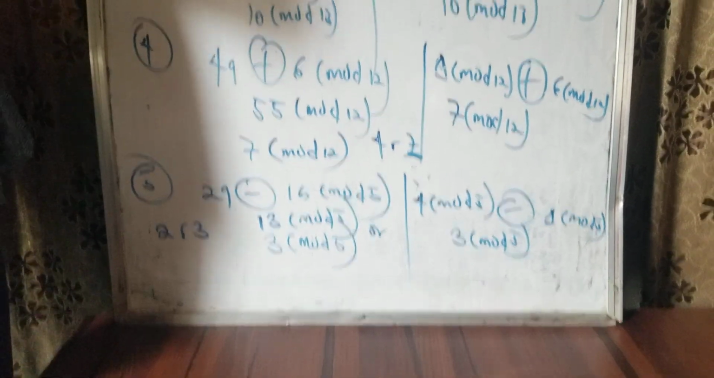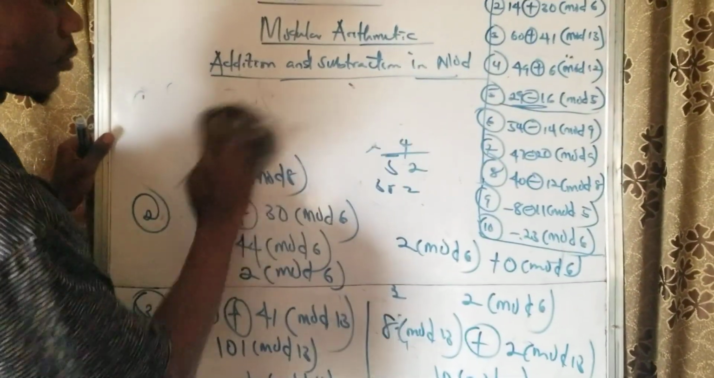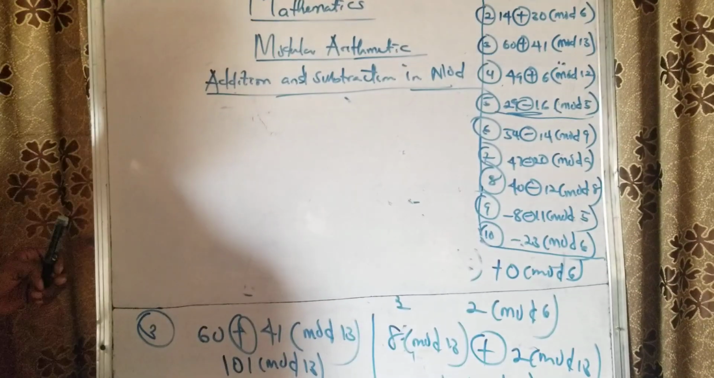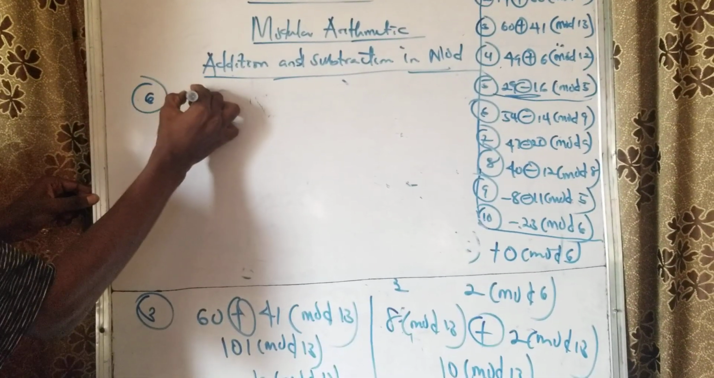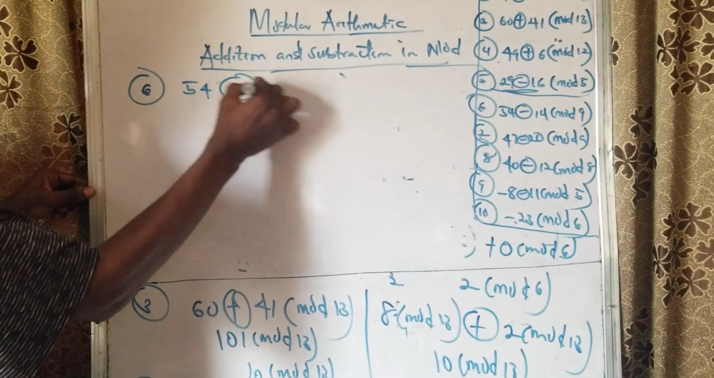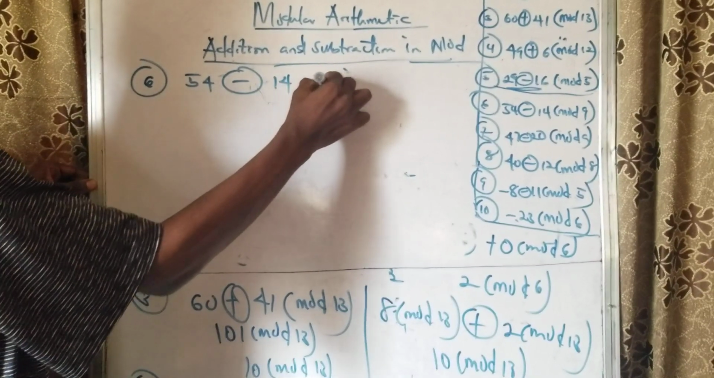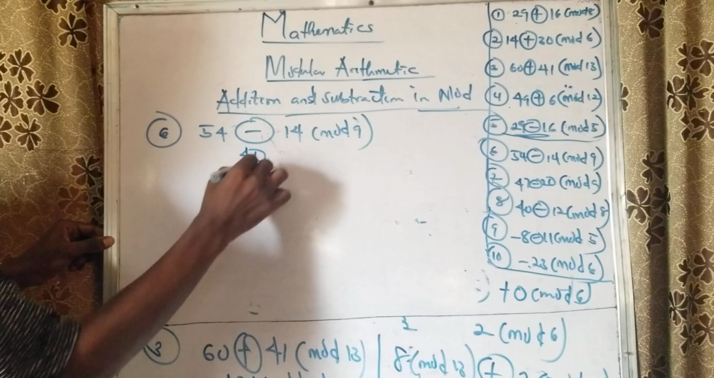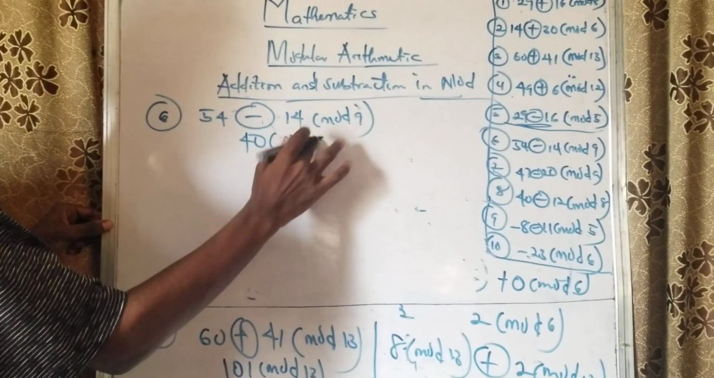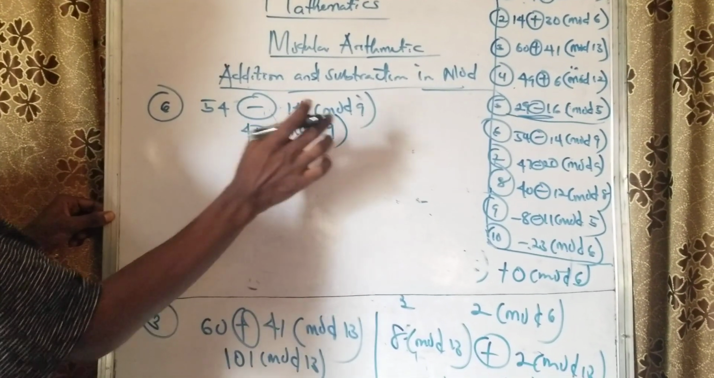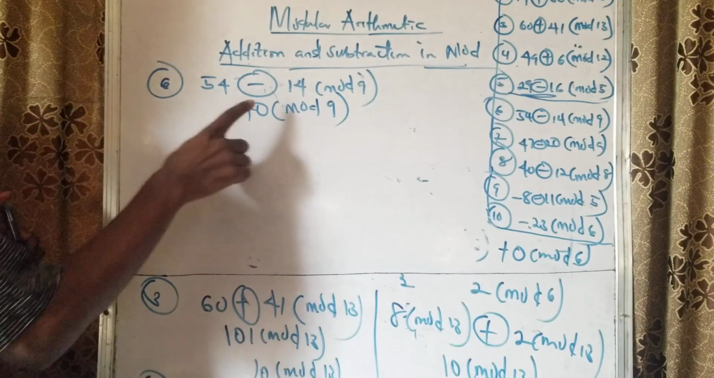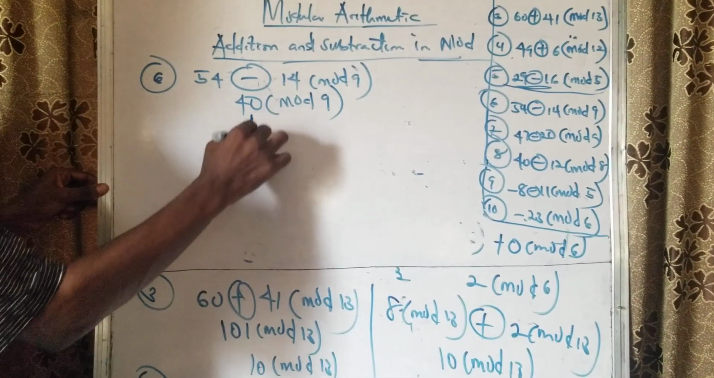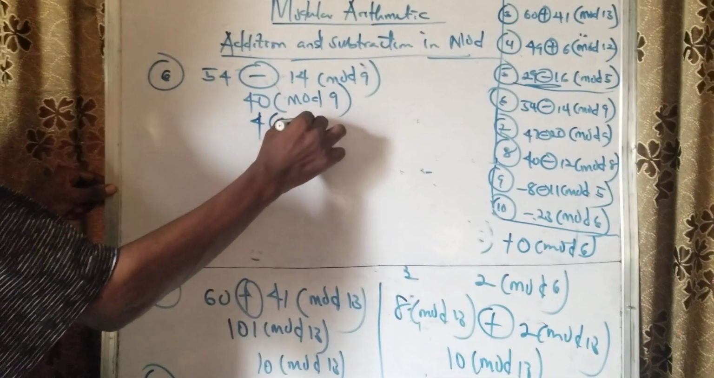Now let's go to question 6. Question 6 says 54 minus 14 mod 9. So 54 minus 14, what are we going to have here? We're having 40 mod 9. And for 40 mod 9, how many times are we going? 40 divided by 9, that's 4, remainder 4. So here it is: 4 mod 9.